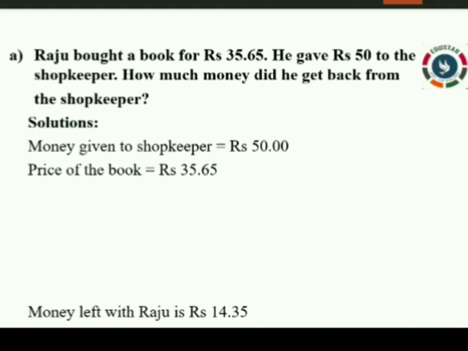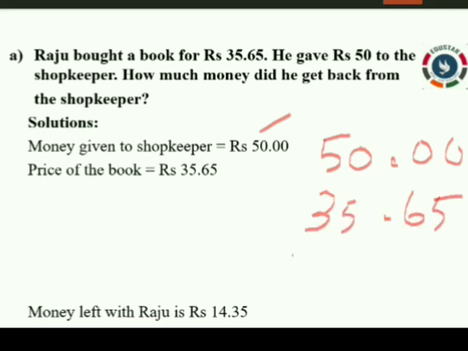Shall we do now? First you have to write the given datas. Money given to the shopkeeper is 50 rupees. Then price of your book is 35 rupees 65 paise. First, now we are going to subtract, right? So from how much money he gave to the shopkeeper, this is 50 rupees, right? From this 50 rupees, if you subtract the cost of your book as 35 rupees 65 paise, you will get the answer.